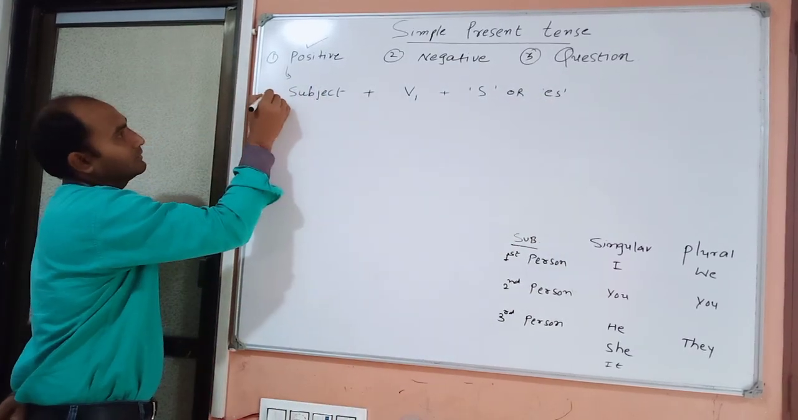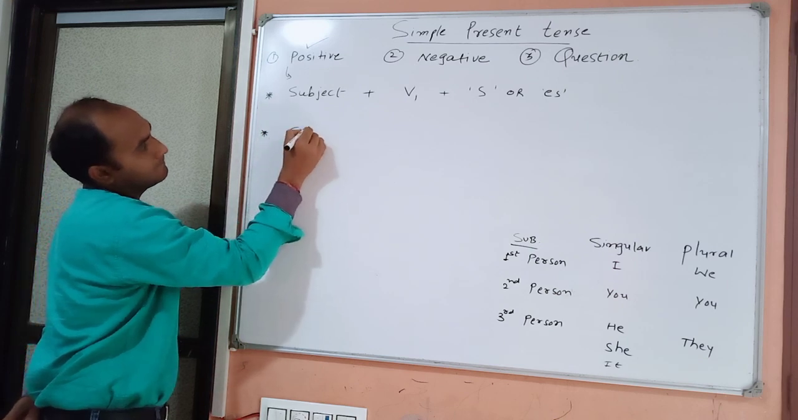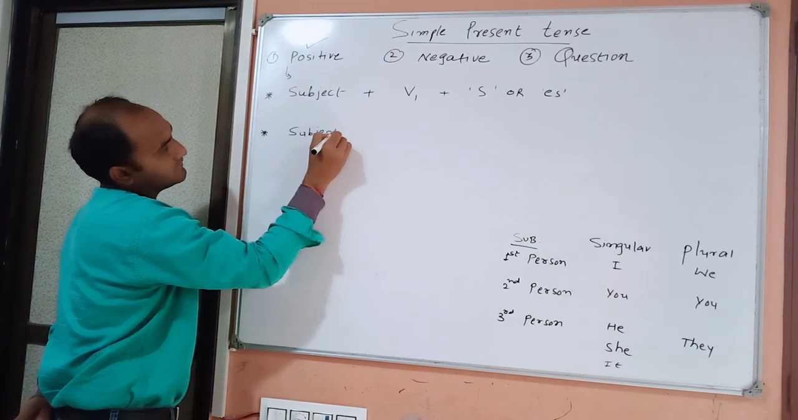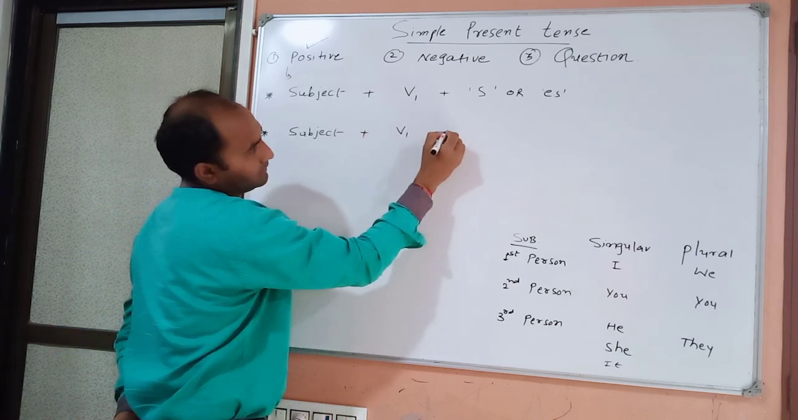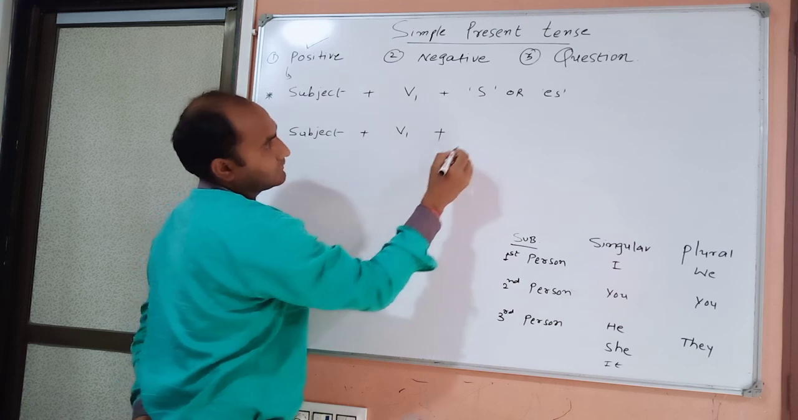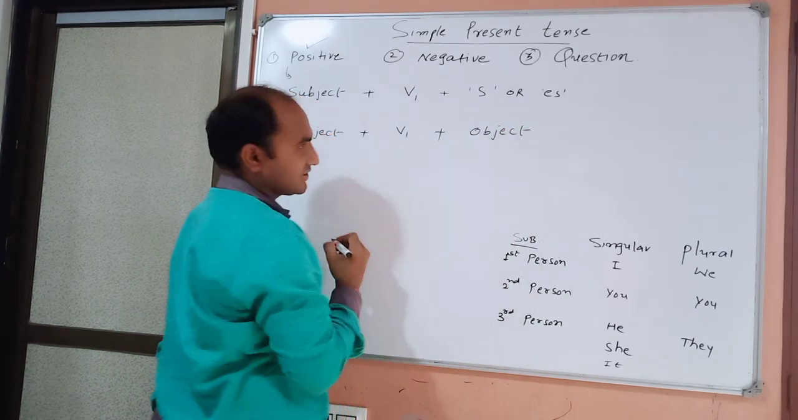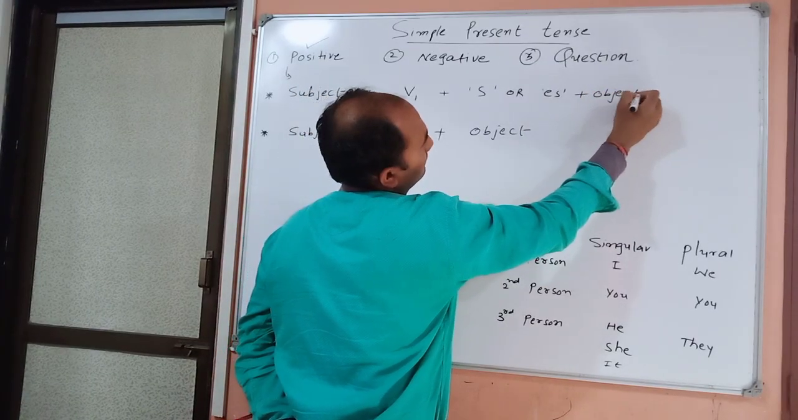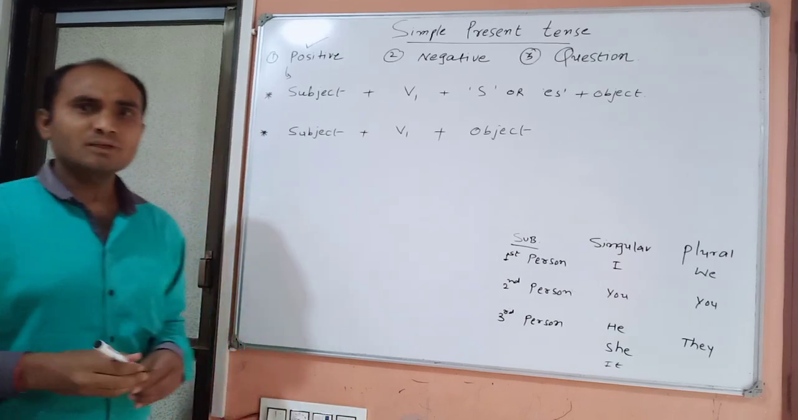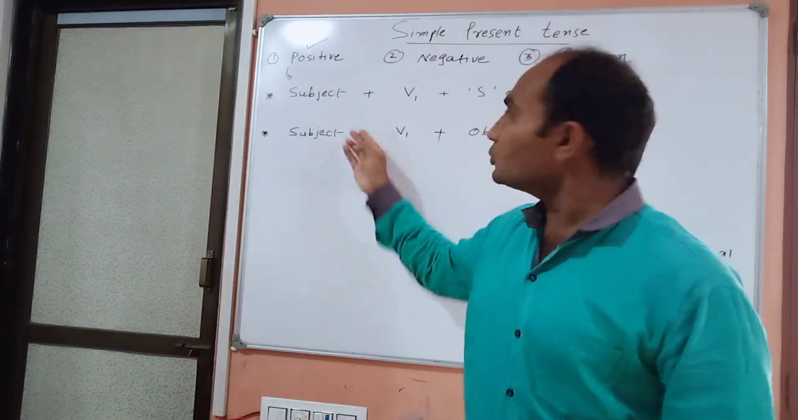and second one, subject plus V1 plus object. Here also we can add object. So in positive, why we have written two structure?